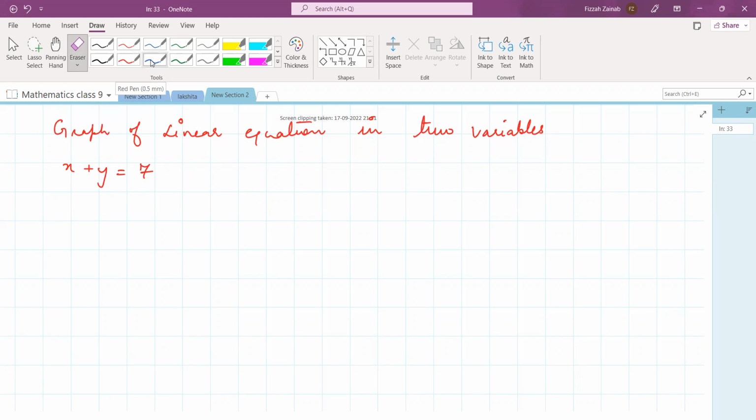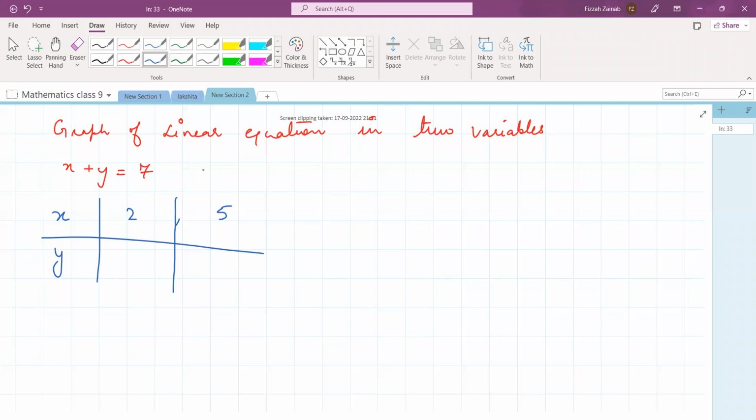You make a table like this, with x and y, right? Now you assume any two values for x. Let me take x equal to 2, no problem, any value you can take, or x equal to, let's say, 5. These are the two values I'm taking. So let me find the corresponding value of y.